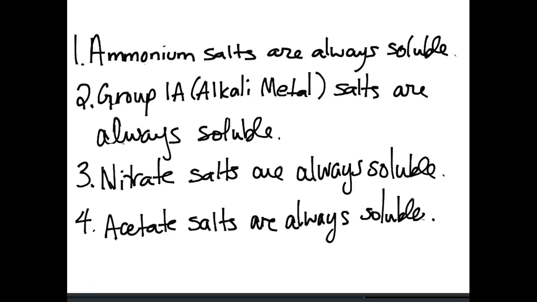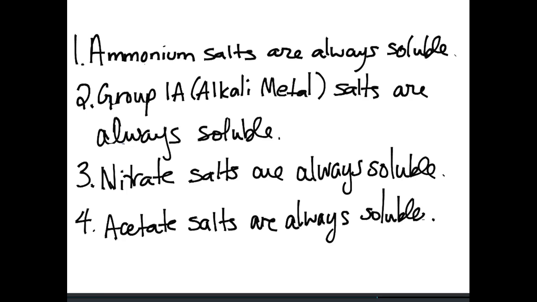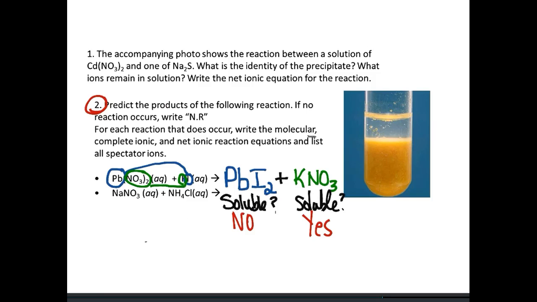Next, you ask if they're soluble. Lead iodide is not on our list. So you would say no, it is not soluble. Potassium nitrate is in 2 places on our list. Group 1A alkaline metal salts, that's potassium, and nitrate. So you would say yes. If either one of those were present, you would say yes.